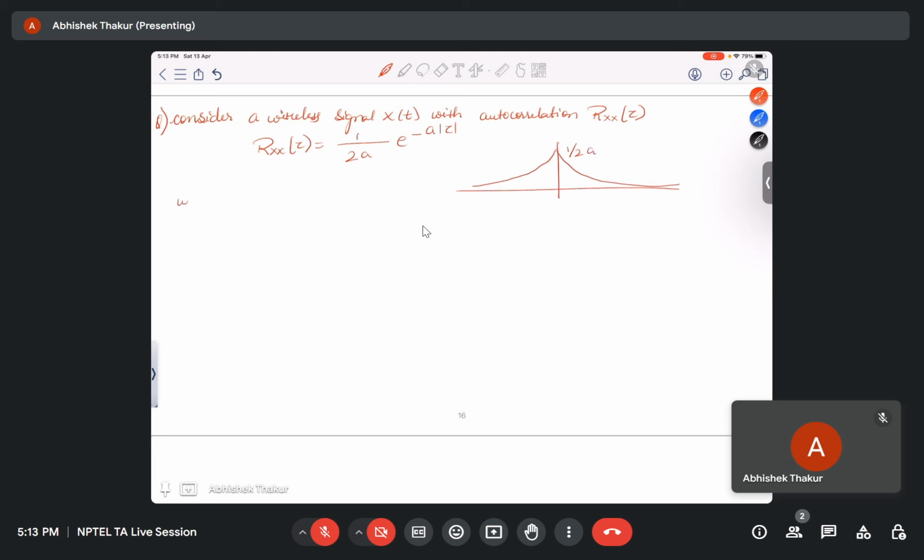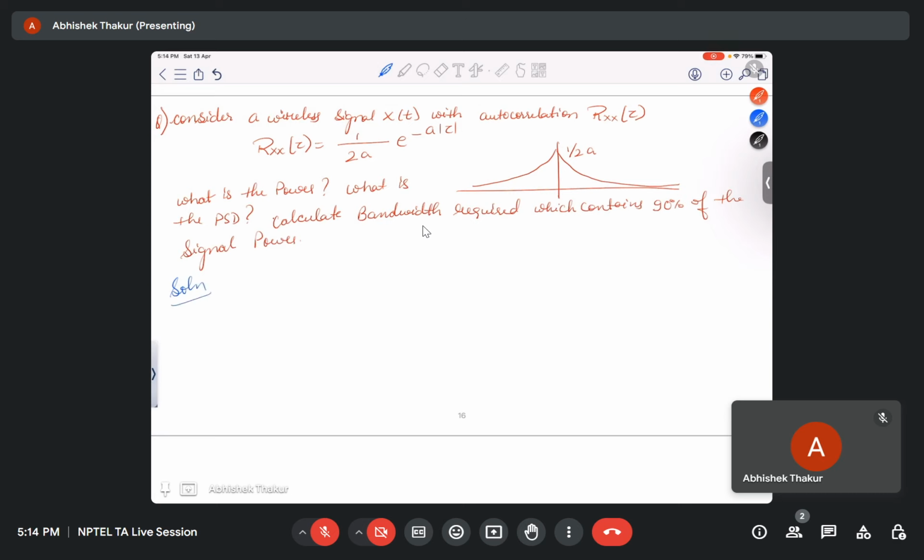So now, what is the power, what is the PSD, power spectral density, and calculate the bandwidth required, the bandwidth required which contains 90% of the signal power. So we'll solve this question.